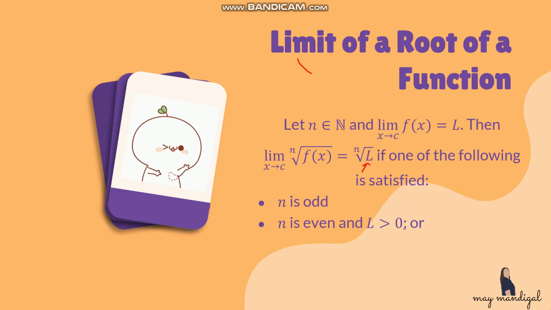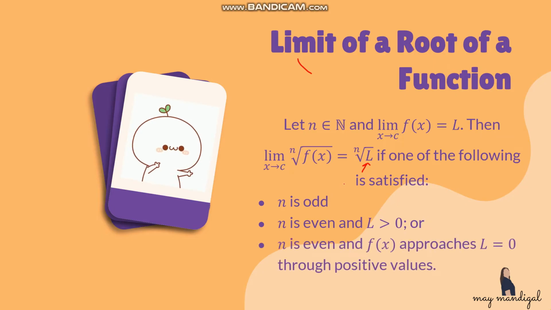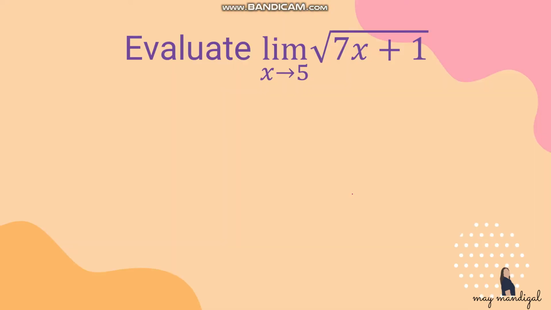Because of course, if L is negative and the index is even, then we cannot get the nth root of that. Or, n is even and f of x approaches L equals 0 through positive values. So if L is also 0, then we can still get the nth root of that. So these are just the things that we have to consider. Now let's try this example.